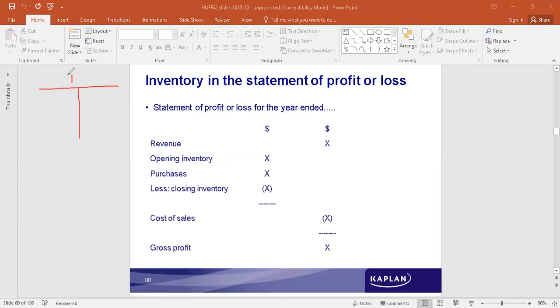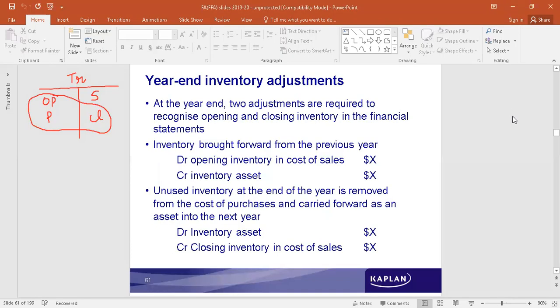In the trading account, we see that opening stock is recorded here. Then we have the units that are purchased. There are a few units that are sold. There are certain units that are unsold, which we call closing stock. The opening stock plus the units that are purchased, minus the closing stock, will give the cost of the units that are sold. Opening stock plus purchases, bring this to the other side, minus closing stock. That is how it is accounted in the statement of profit or loss.